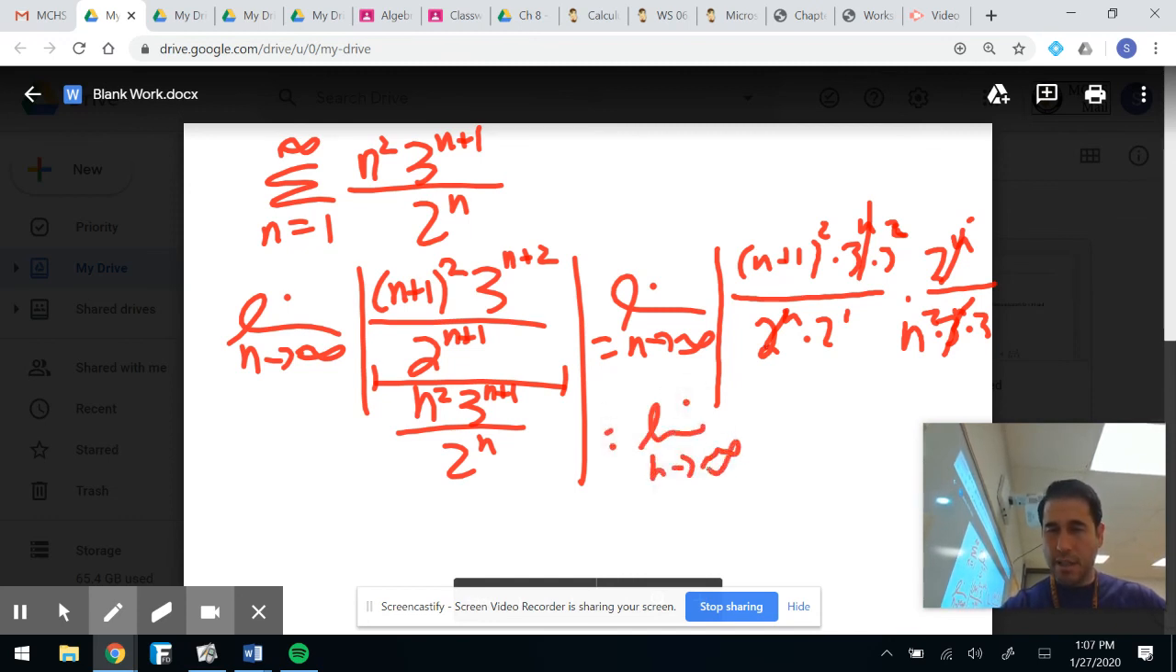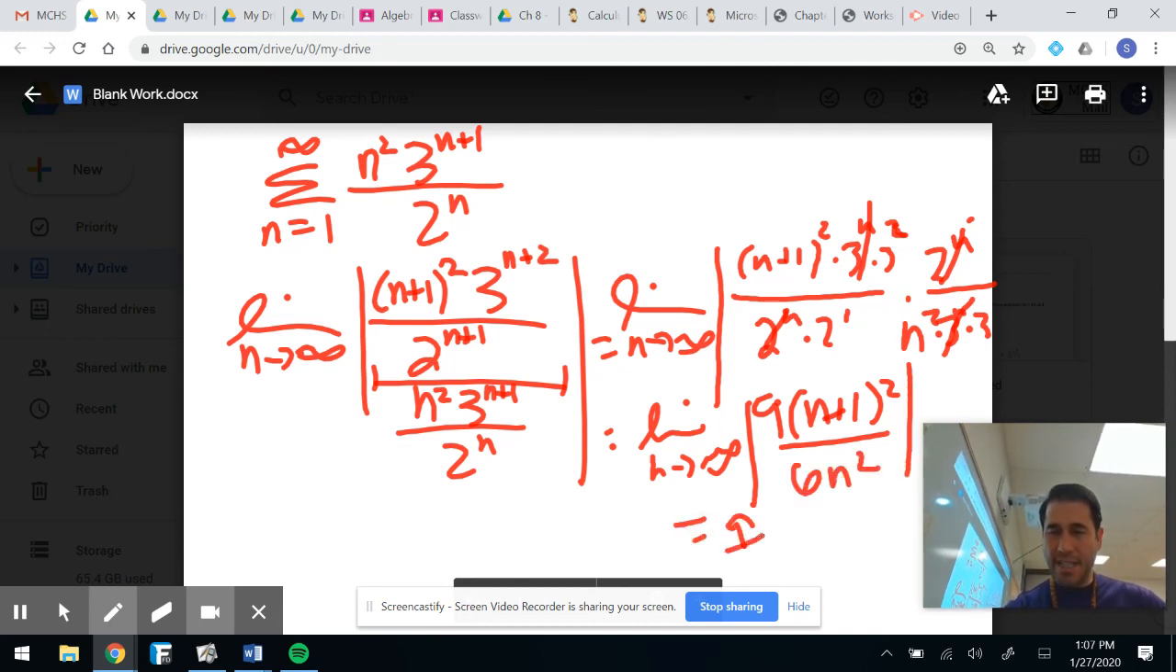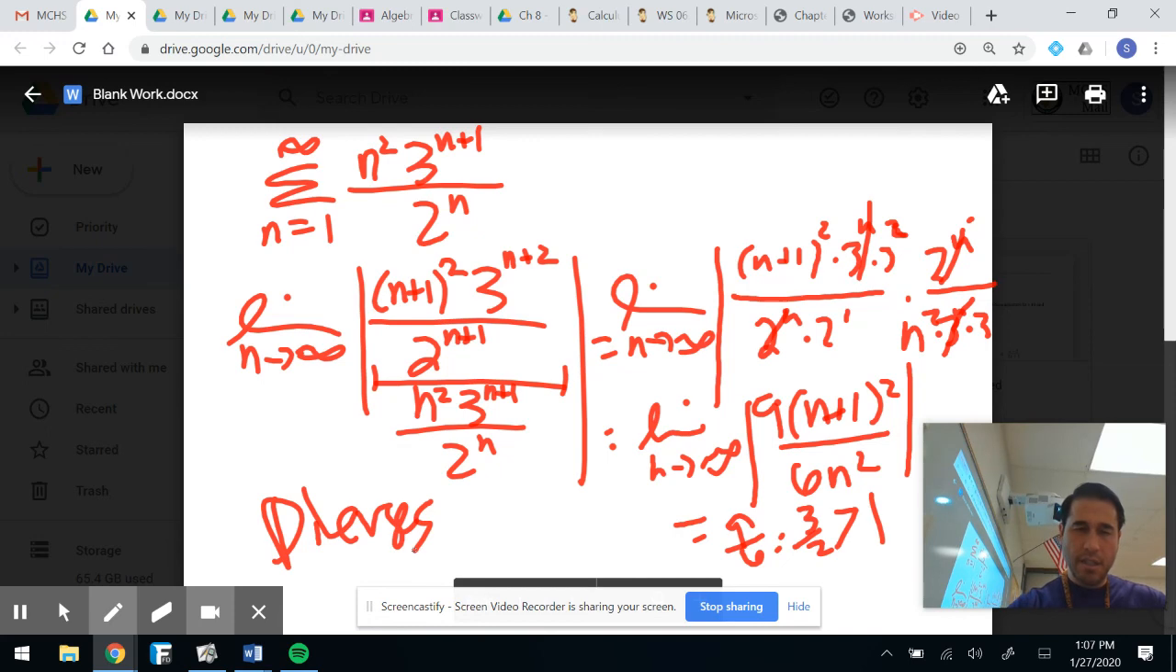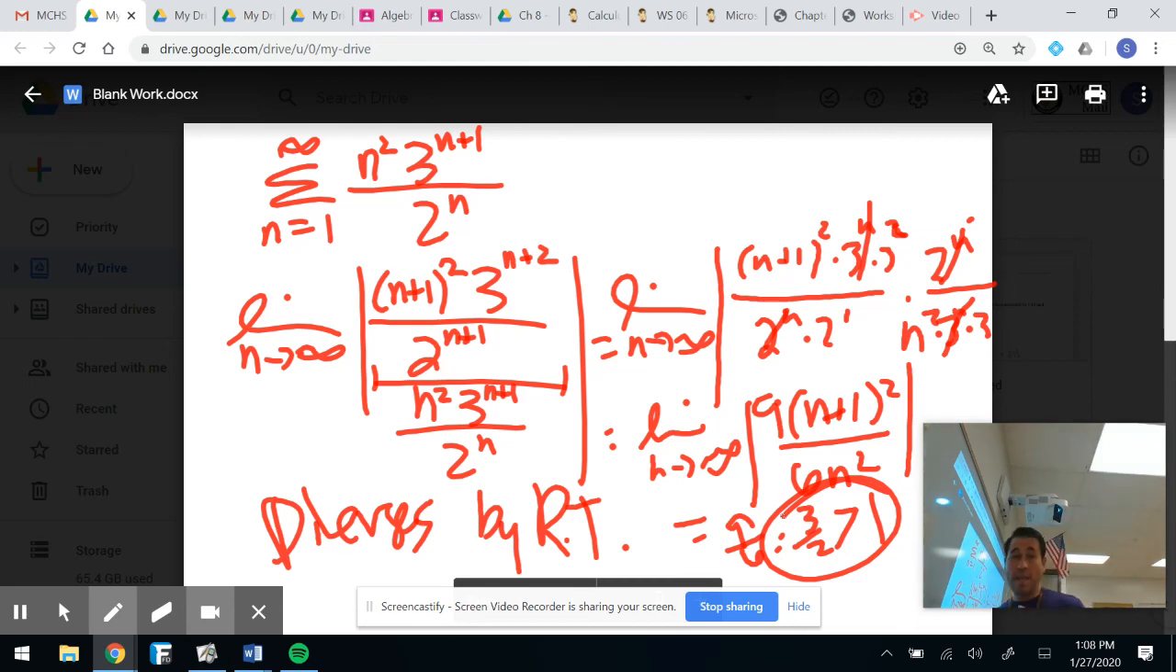Hopefully I don't get lost here. Absolute value of, there's a 9 up there, right? n plus 1 squared all over 2 times 3, that's a 6n squared. That's n behavior model, so that's the same. That's going to be 9 over 6, which is 3 halves, which is bigger than 1, which means it diverges by the ratio test. Because if that's bigger than 1, it diverges by the ratio test.